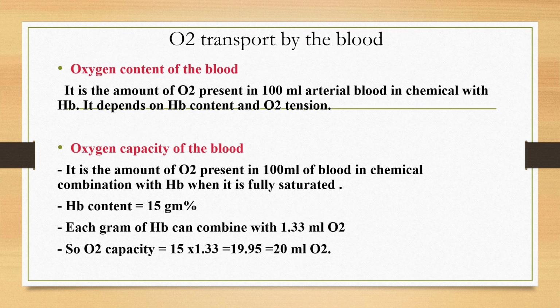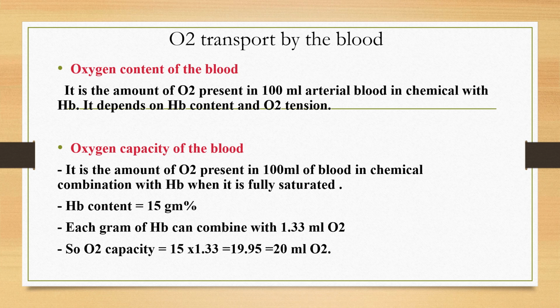What we mean by oxygen content can come to you as a definition: define the oxygen content, define the oxygen capacity, define the oxygen release or utilization. In oxygen content, we mean the amount of oxygen present in 100 ml of arterial blood in chemical combination with hemoglobin. When we mean only the amount chemically combined with hemoglobin, we mean the content. And it also depends on the hemoglobin content and the oxygen tension, the physically dissolved amount.